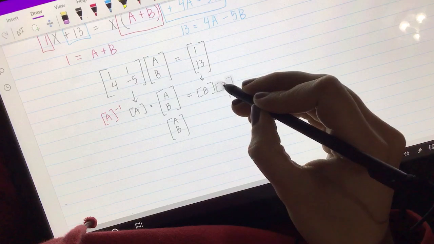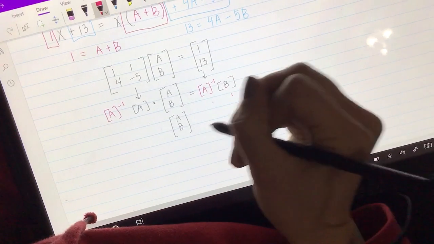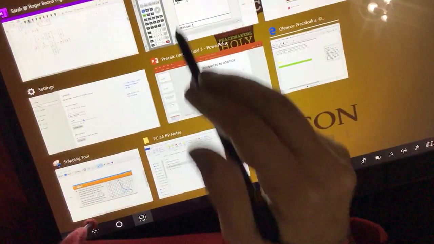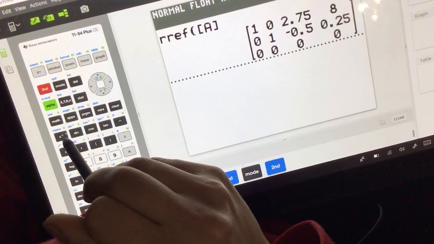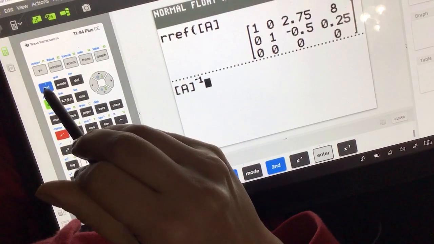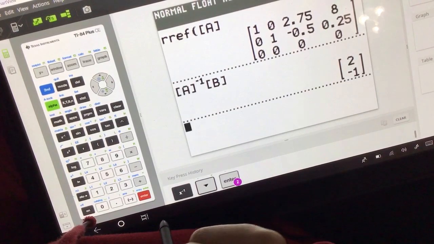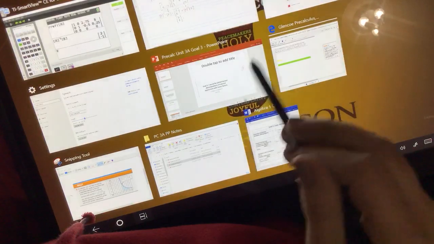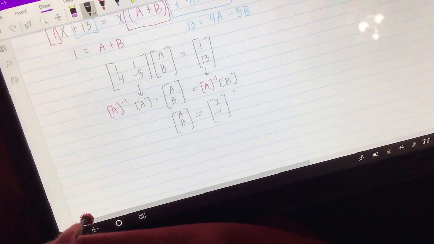So we need to take this, move it over a little bit, and we need to multiply by the inverse of A on the left side. So go back to your calculator, type in inverse A times B on the home screen. Hit enter, and we'll see our answer pop up as 2 and negative 1. So what that means is that A is equal to 2 and B is equal to -1.